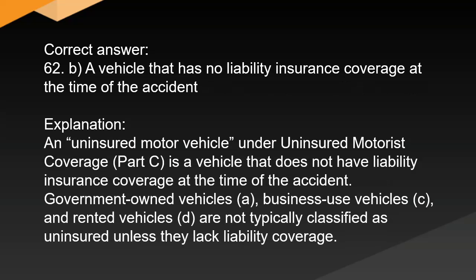Correct answer: B. A vehicle that has no liability insurance coverage at the time of the accident. Explanation: An uninsured motor vehicle under uninsured motorist coverage, Part C, is a vehicle that does not have liability insurance coverage at the time of the accident.